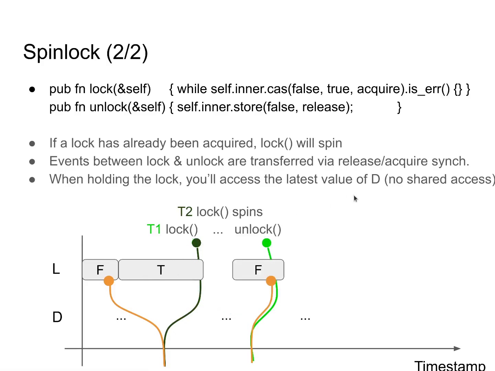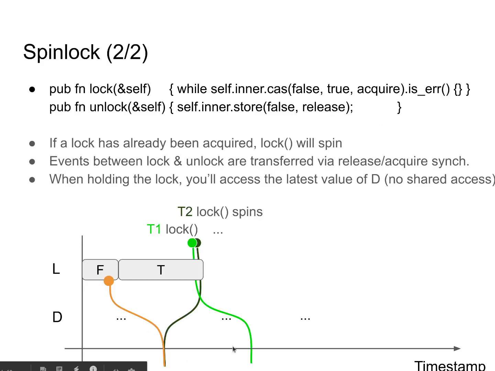Now, T1 unlocks the lock. So recall that you store the false value to the inner value. So you create a new message that contains the false value. But at this point of time, you are going to release here. So this is meant to be guaranteeing the invariant of the false messages. False messages should point to the latest value of the location D. And that's the reason why you are releasing it.